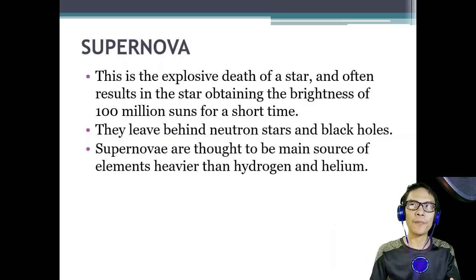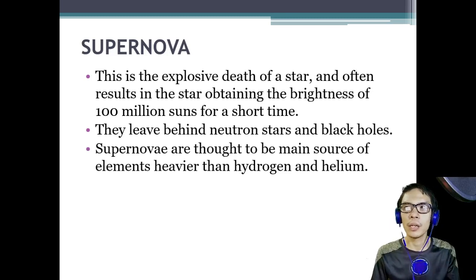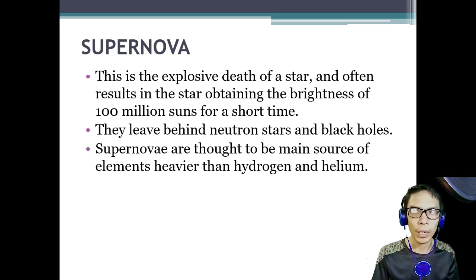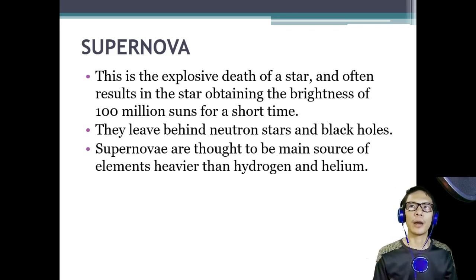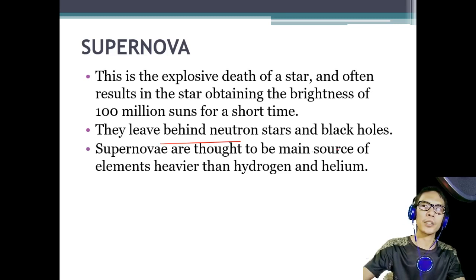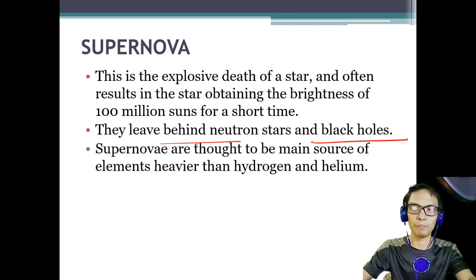Okay, so next one. The supernova is the process, or the explosive death, of massive stars. It creates a brightness much brighter than the sun, 100 million times the sun. Sometimes a supernova leaves behind neutron stars or even black holes in the process.